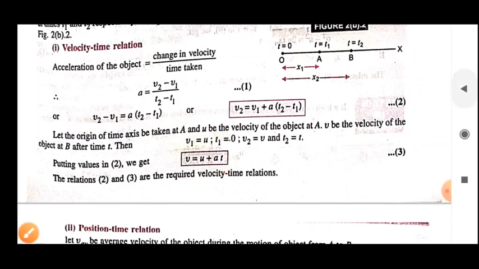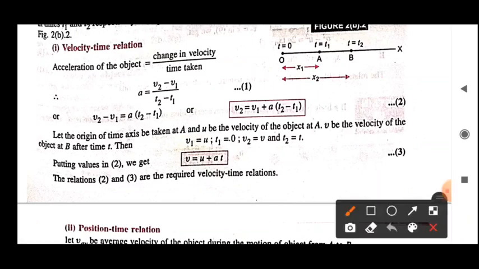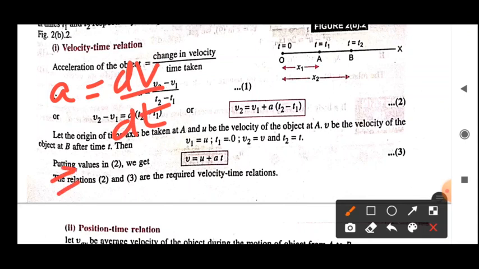One more way to find this relationship is the calculus method you can adopt. So let's see what the calculus method is. As we know, A is equal to dv by dt, which we have just seen. From here you can find dv is equal to A dt.